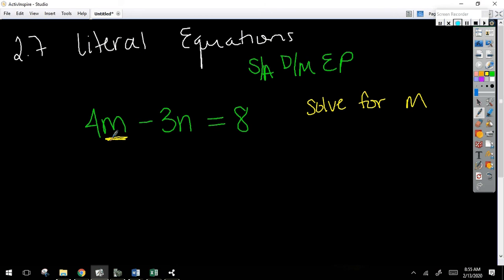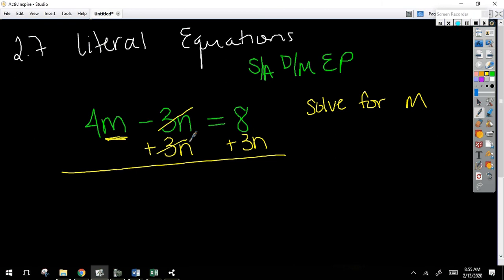So what I need to do, I'm going back to that SADMAP. Is there anything added or subtracted to m that I can get rid of? Look at it. Yeah, the 3n. You can move that whole piece. Just because it's got a variable doesn't mean you can't move it. So I'm going to add 3n to both sides. Obviously on the left side, that cancels out and leaves me 4m.